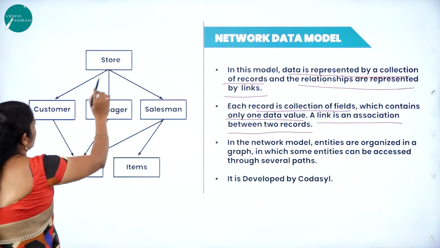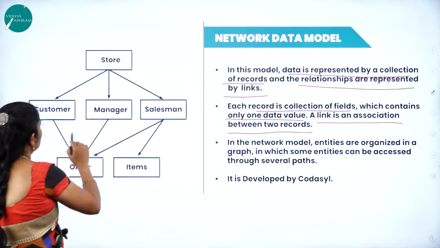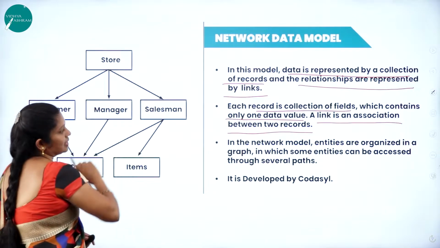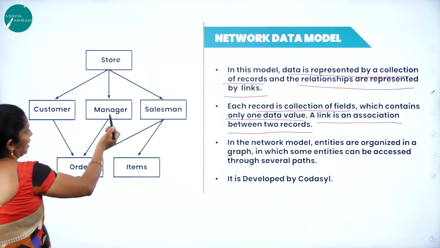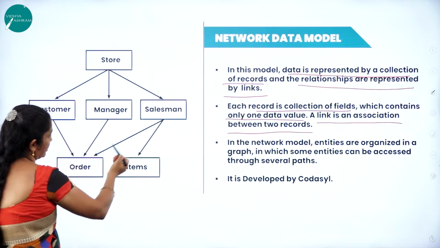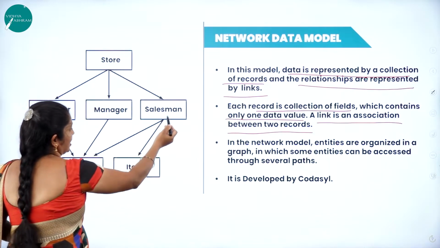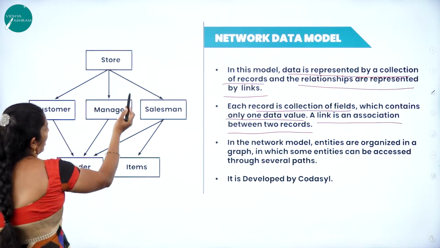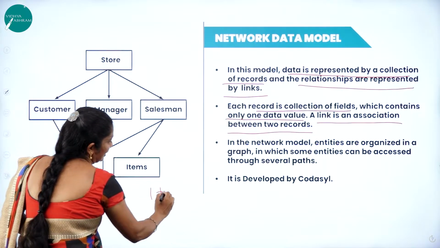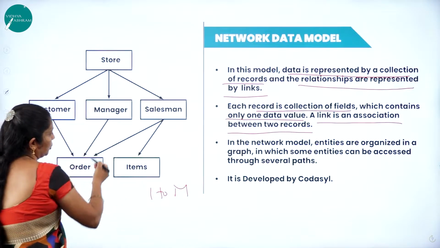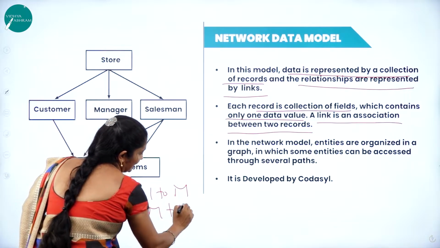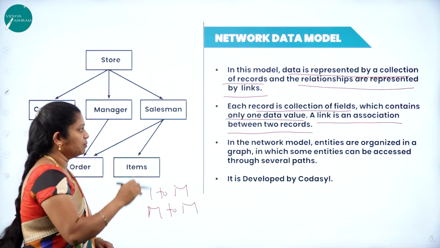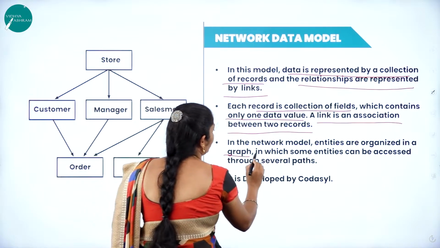Consider we have one store, and there we have three subnodes: customer, manager, and salesman. Once again, when we come to order, the customer can order, the manager can order, and the salesman can order. And the salesman has items. In this, we have one-to-many relation as well as many-to-many relation, especially here in graph format.